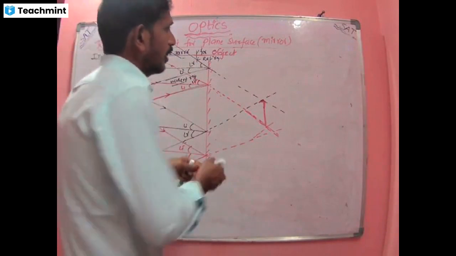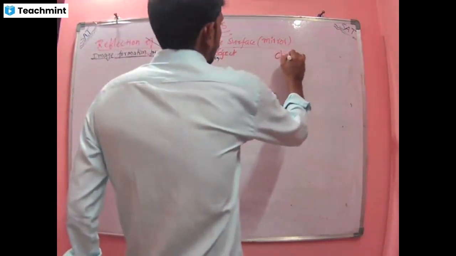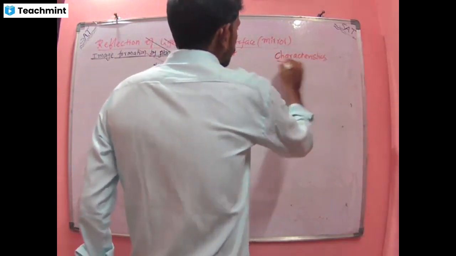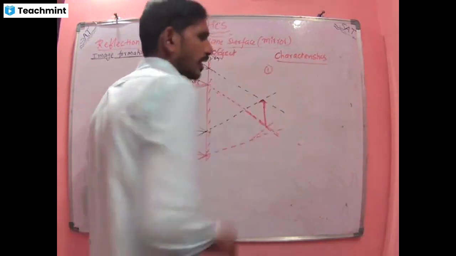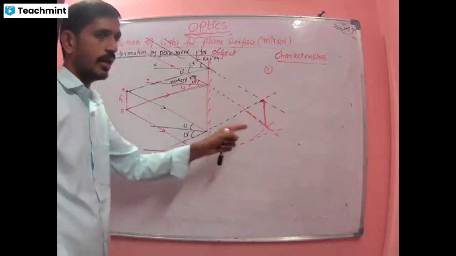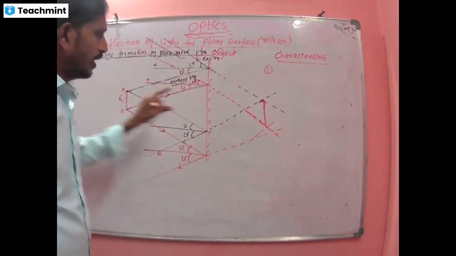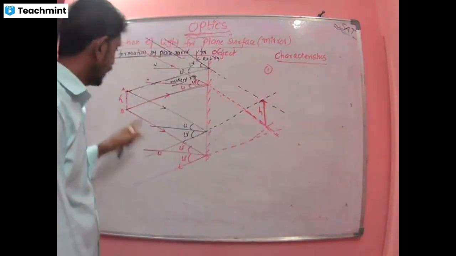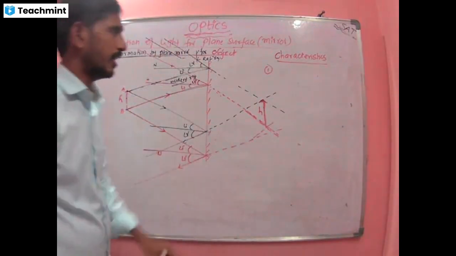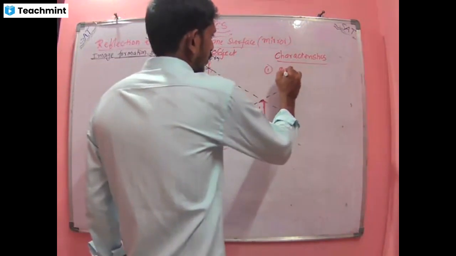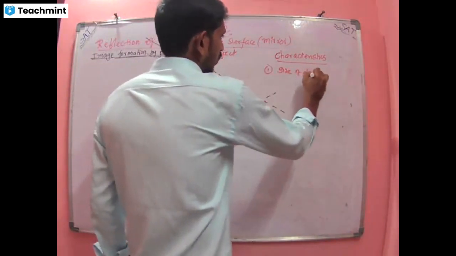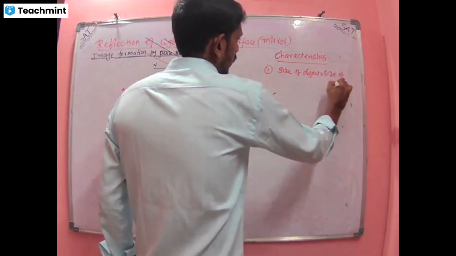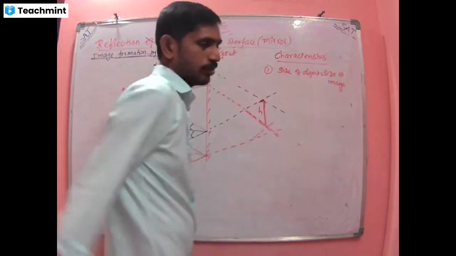Next, the characteristics of a plane mirror. First property. From this entire analysis, this is the size of the object, and this is the size of the image. Both are the same. See here, the size of the object is equal to the size of the image. First property: size of object is equal to size of image. The first characteristic.